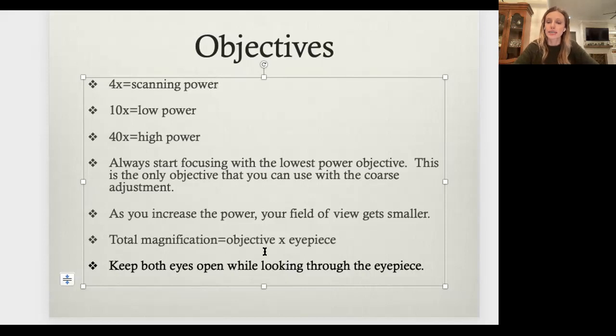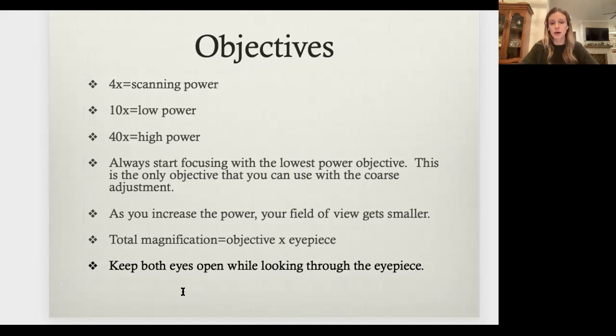So your total magnification is going to be the eyepiece lens, the lens that you're putting your eye up to and looking through, and then your objective lens. You multiply those together. So if your eyepiece lens is 10x and your objective lens is 40x, okay? So 10 times 40 is 400. Then your total magnification is going to be 400x.